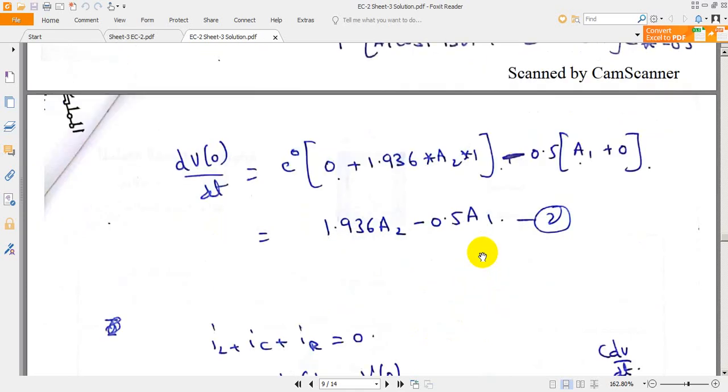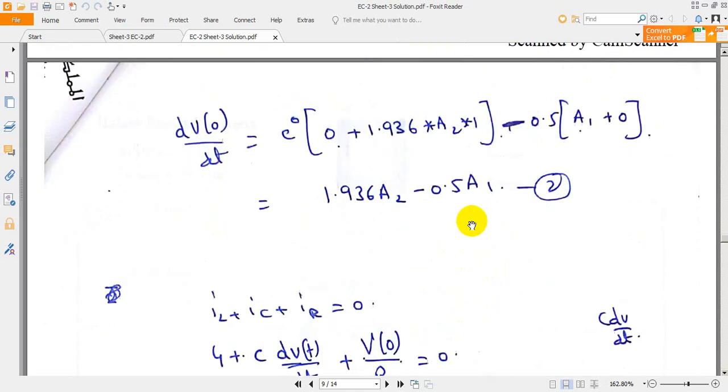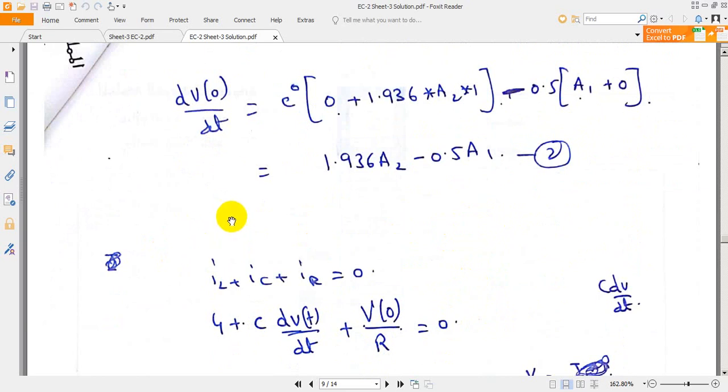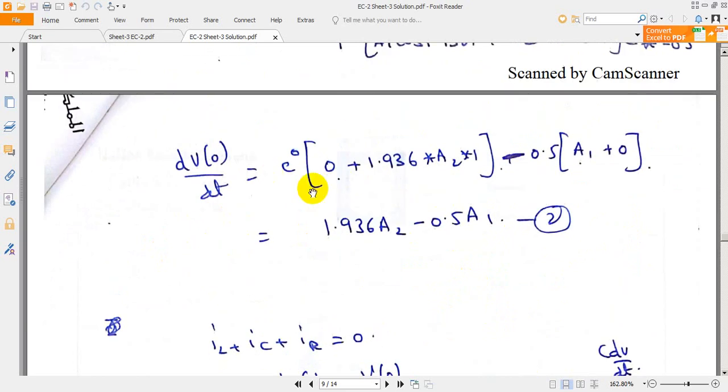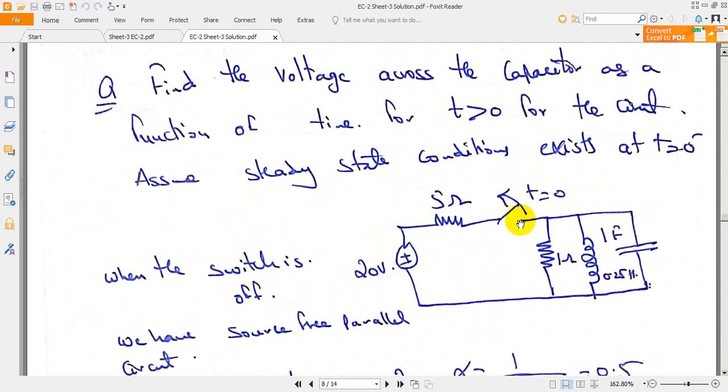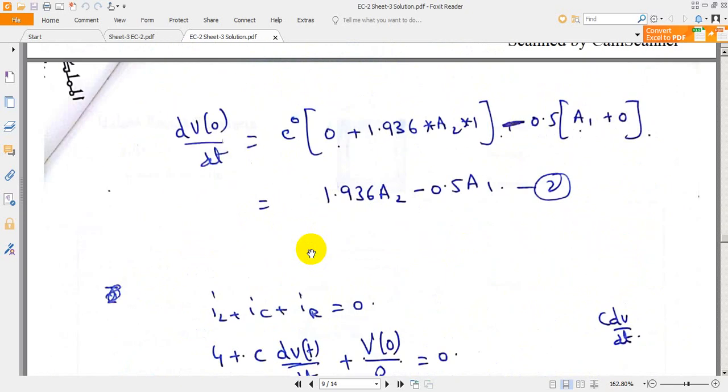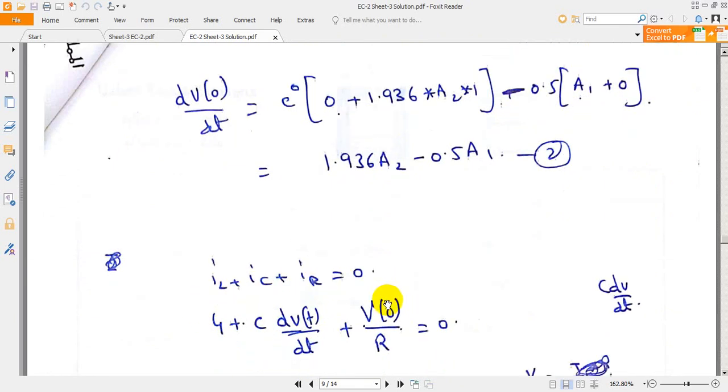You can substitute a1 is equal to 0 here, or you can keep it like this. Now after t is equal to 0, this is the condition before the switching operation. After t is equal to 0, the switch is open. When the switch is open, the algebraic sum of currents at any node should be equal to 0. It means current through the resistance plus current through the inductance plus current through the capacitance should be equal to 0.